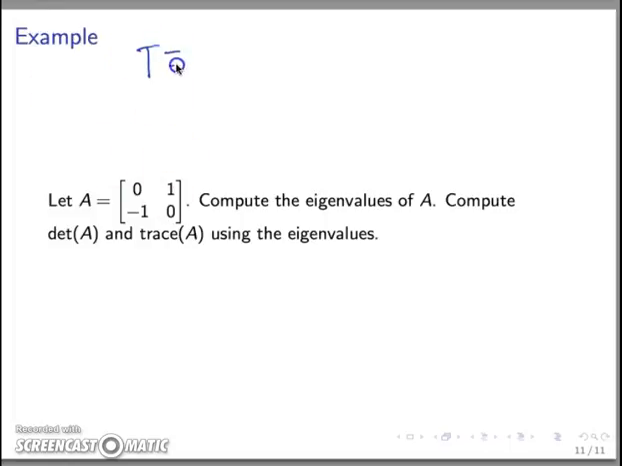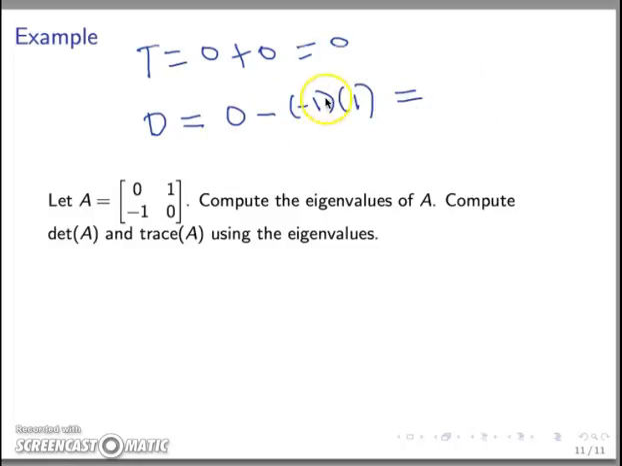In this case, the trace of the matrix would be 0 plus 0 equals 0. And the determinant would be 0 times 0 minus 1 times 1. So this is a minus minus, so this becomes positive 1. So you need to determine what lambda 1 and lambda 2 are in this case. And once you calculate lambda 1 and lambda 2, you want to verify that indeed the product of lambda 1 and lambda 2 equals 1, being the determinant, and that the sum of the eigenvalues lambda 1 and lambda 2 adds up to 0.